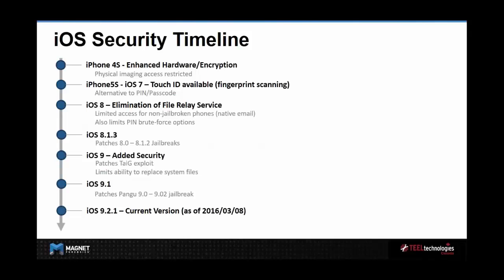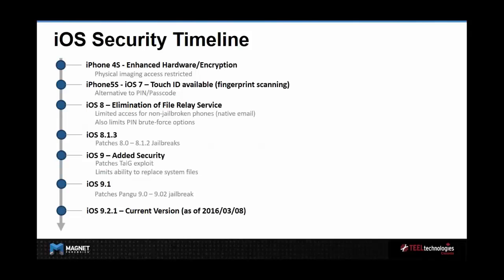You can see here the iOS security timeline. The iPhone 4S is when they enhanced their hardware and encryption and basically stopped physical imaging of iOS devices. So that was a pivotal point in iOS forensics. Full logical dumps of iPhones when you have a jailbreak. Otherwise, we're dealing with iTunes backups now and file relay, a bunch of logical type images.